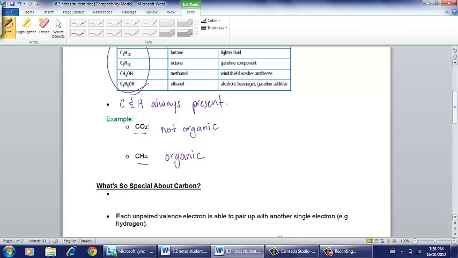So what's so special about carbon anyways? Why is it the basis for all these organic molecules? Well, carbon is special because it has 4 valence electrons that are available for bonding, so it can form several bonds with itself and with other atoms.